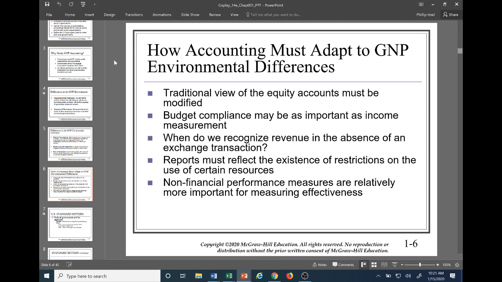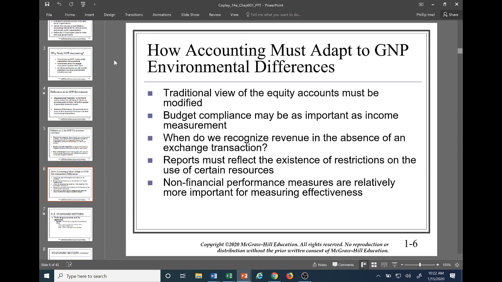Budget compliance may be as important as income measurement. Obviously, budget compliance, as we said, usually carries the weight of law, so complying with the budget is very important. You can get into some pretty serious issues with that, which is why it could be as important as income measurement, because with income measurement, if you're not making money, then chances are you're not going to be a going concern very long. So budget compliance is very important.